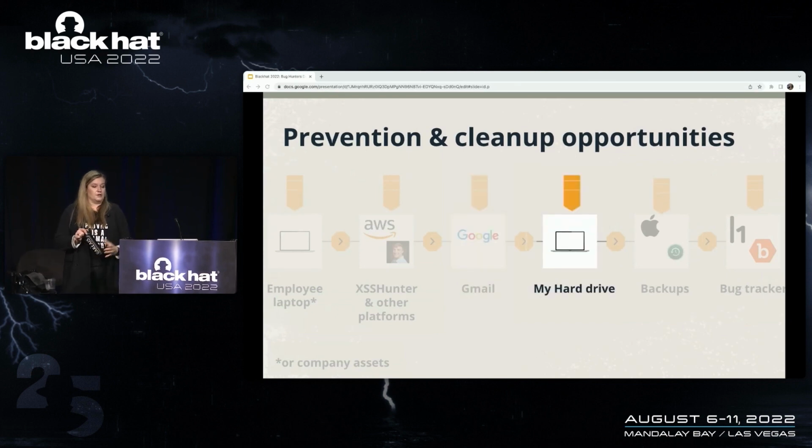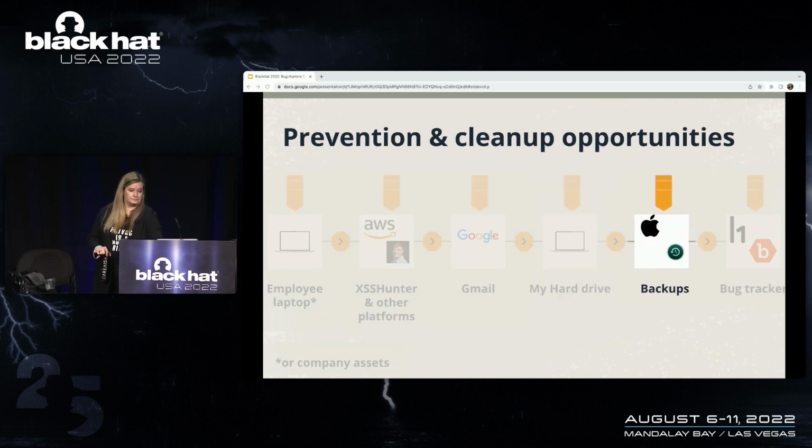On your hard drive, as a matter of course, again, this is an obvious one, but don't download anything to your machine if possible. If you have to do it, delete it after you submit it. Finally, for backups, have a good data retention on backups. Let it roll off, implement a data retention policy, or spot remove it from backup if necessary.